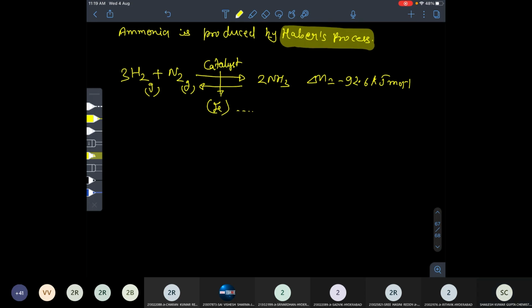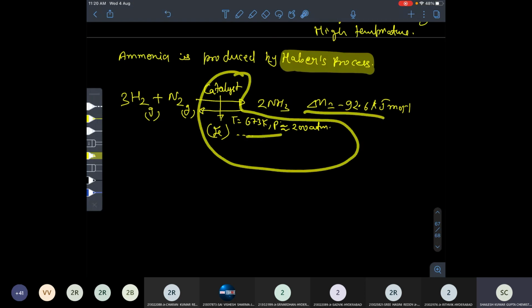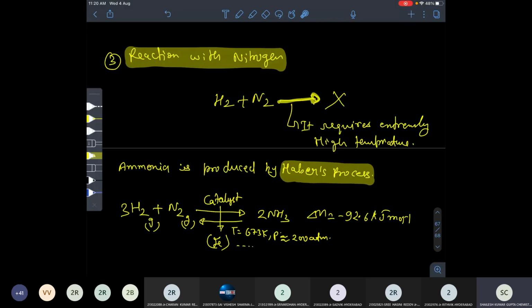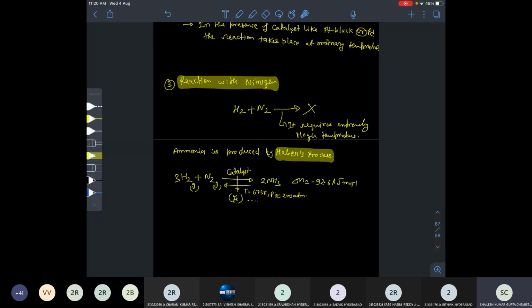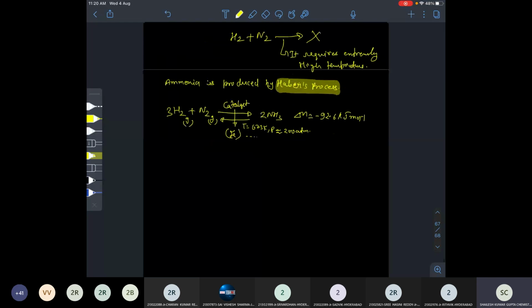And still it requires a good amount of temperature. Still the temperature, T, is somewhere around 673 Kelvin, and pressure of nearly 200 atm. Still it is not easy. So you can imagine, in the presence of the catalyst also it is happening at this temperature. Then you can imagine that reacting H2 with N2 is almost impossible, right? So that's why this is recognized as one of the most important reactions. So please remember this. This is really, really important.